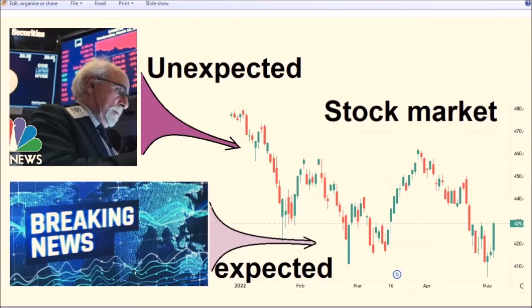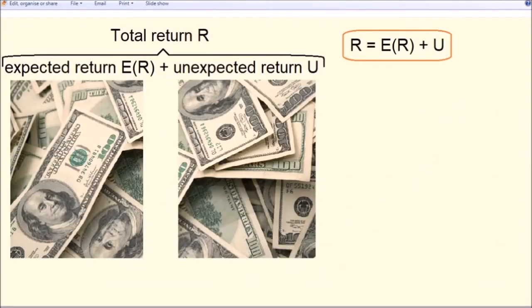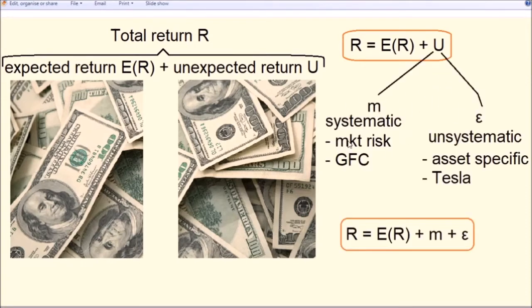And as the news are split into expected and unexpected, so is the return. The total return on a portfolio consists of some expected component and unexpected returns, which is a bit like the risky part of the portfolio, as this unexpected return can also be negative. And the unexpected returns themselves can be split into either systematic risk or unsystematic risk.